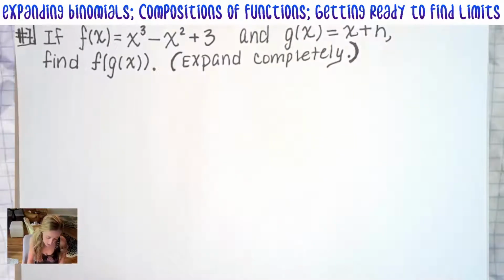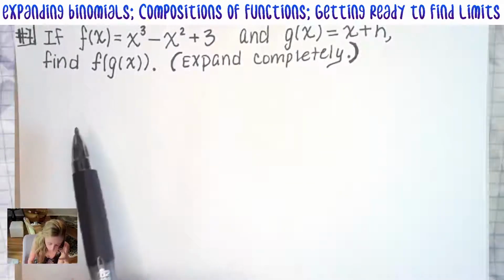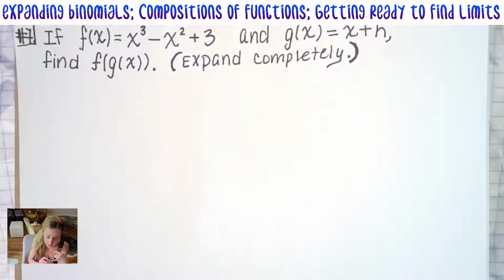All right, in this video, we are combining a few things here. We're combining expanding binomials, and we use Pascal's triangle, or what I would rather call Pascal's pyramid. To do that faster without expanding by multiplying 5 or 3 or 2 binomials together, we use a shortcut. We're combining that with compositions of functions.